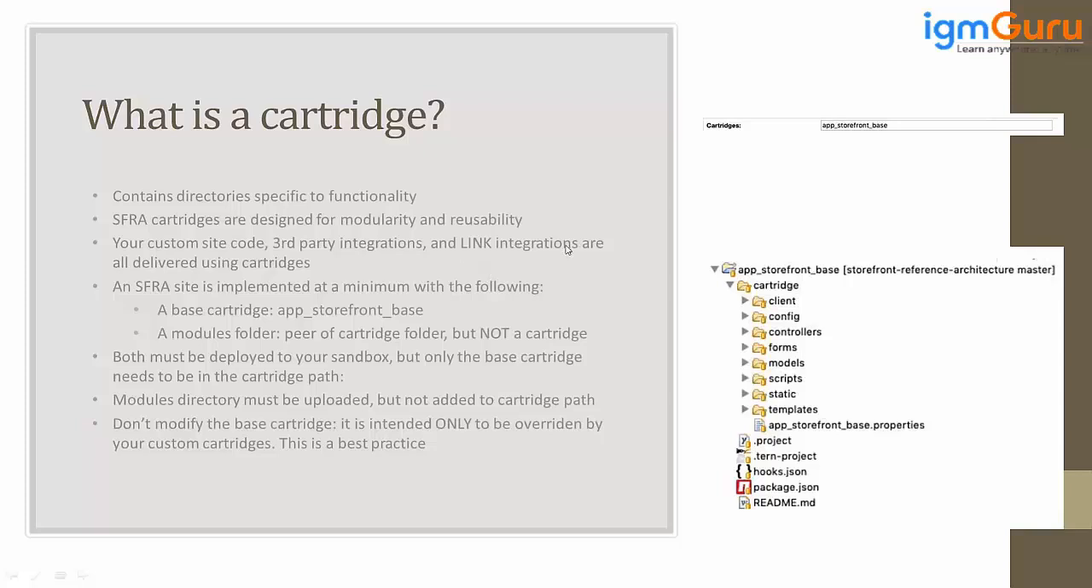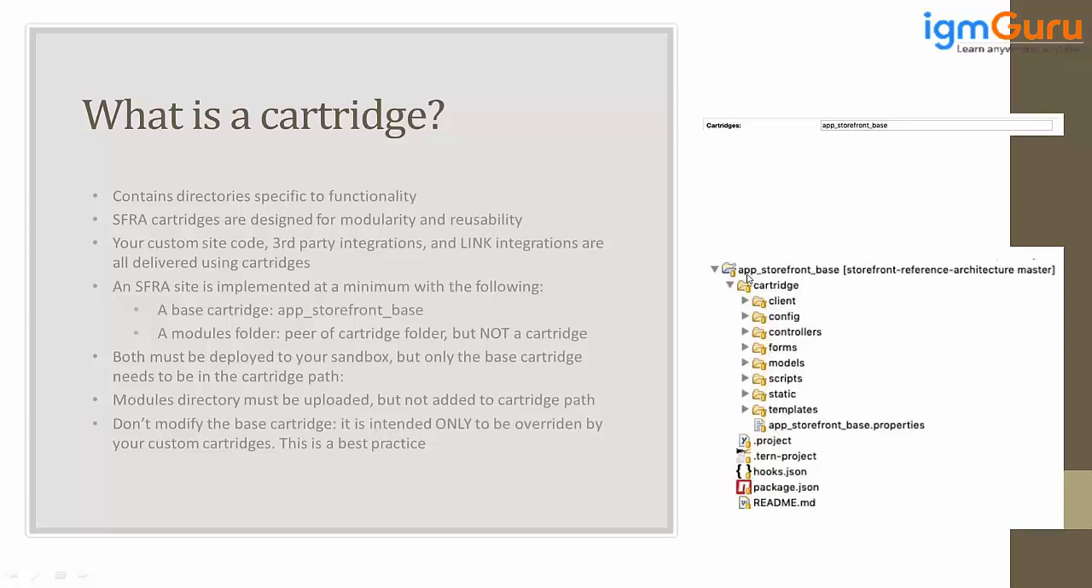Link cartridges are a few links provided from SFCC's out-of-the-box implementation. Those cartridges will also be available, and you can see them, and they also have the same structure. When I say structure, it is nothing but this structure.